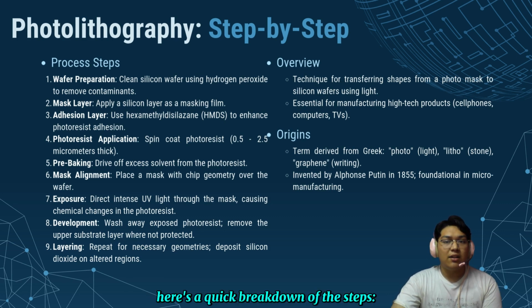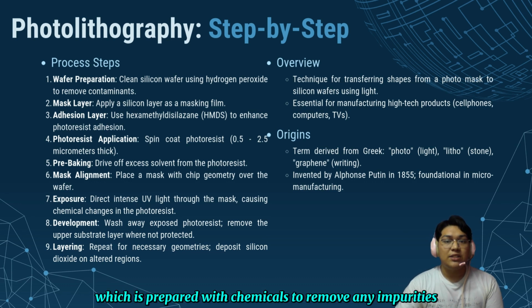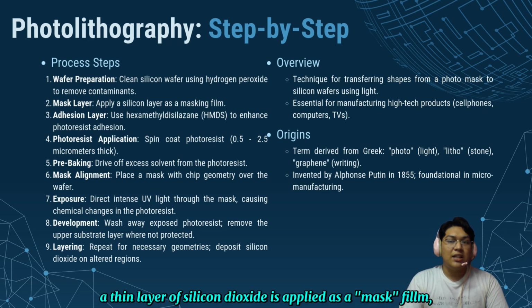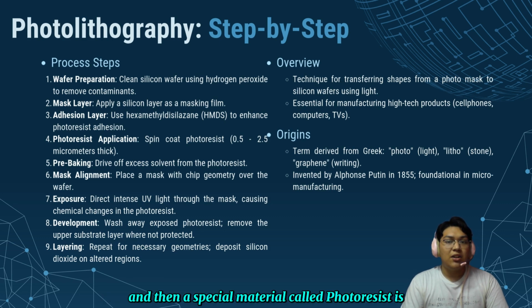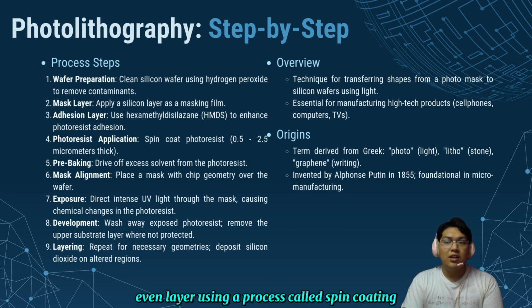Here's a quick breakdown of the steps. First, they take a silicon wafer, which is prepared with chemicals to remove any impurities. Then a thin layer of silicon dioxide is applied as a mask film. And then a special material called photoresist is spread all over the wafer in a thin, even layer using a process called spin coating.